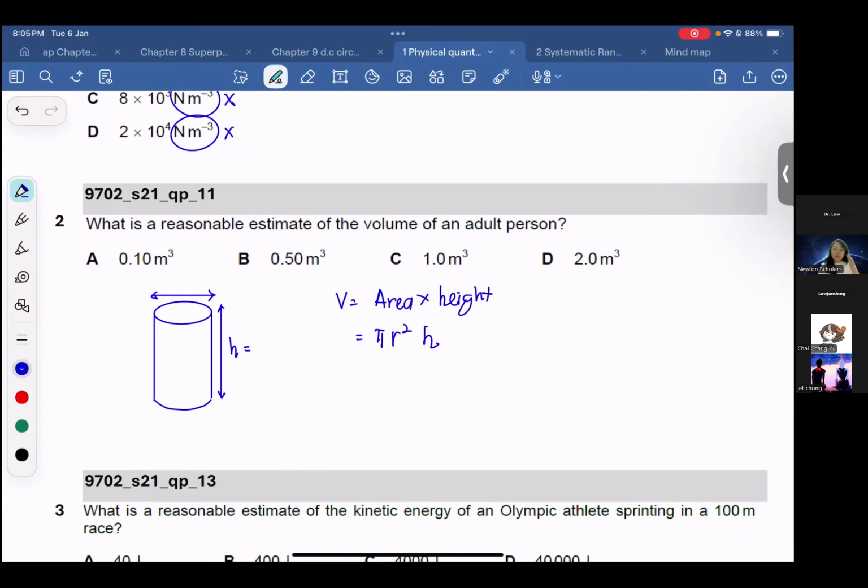Now, you need to do estimation about yourself. Try to estimate the length of the shoulder. How many meters? Then this is the diameter, and you need to divide it by 2. Radius is diameter divided by 2. Okay, can you try? I guide you until here. Can you try, and then see whether you're able to get the correct answer for question number 2.